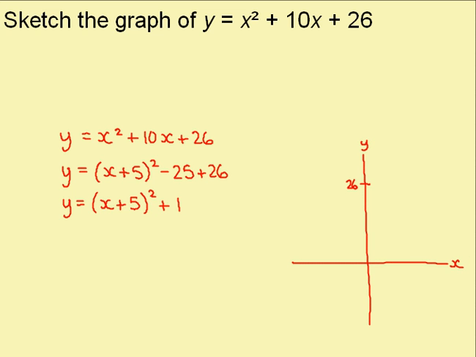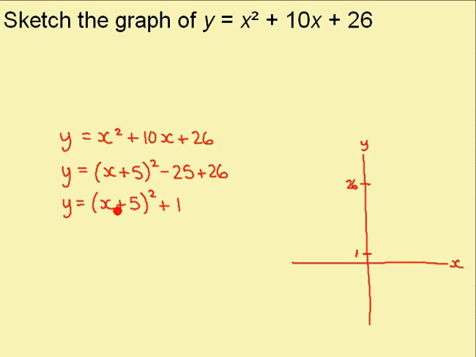Now remember, what I'm looking for is the turning point, and that's going to be the minimum value of y. So I need to find the minimum value that this equation will take. Now, because this part here is squared, the minimum that this can be is 0, because any squared number is 0 or above. When this is 0, y will be equal to 1, so the minimum value of y is 1.